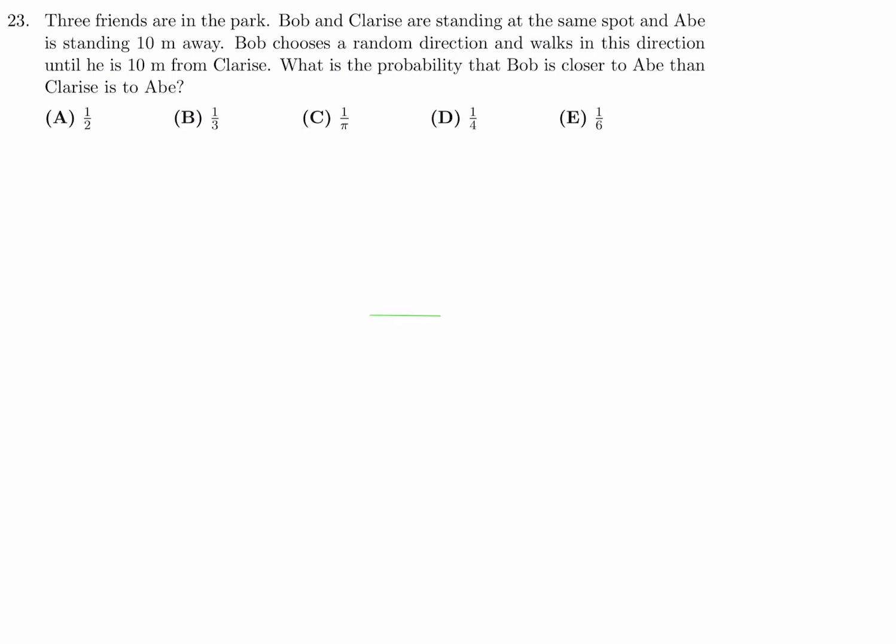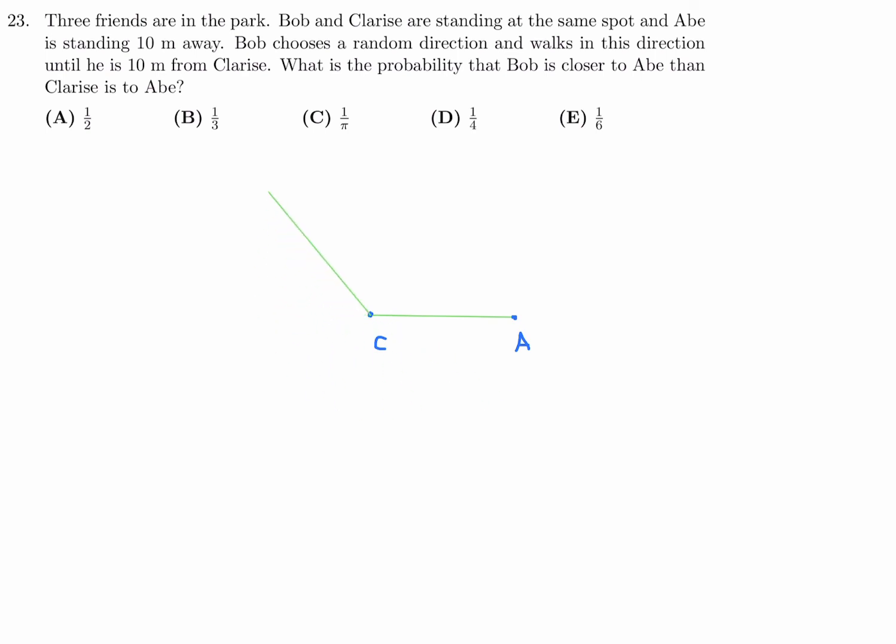Well, initially, we have some scenario here where Bob and Clarice are at this point, and 10 meters away is Abe. And then Bob will start to walk 10 meters in some direction. Now, we don't know where he's going. Maybe he's going here, maybe he's going there. But one thing is for sure, that he's going somewhere that would create a circle, right? Because he's always 10 meters away from where he originally was, which was with Clarice.